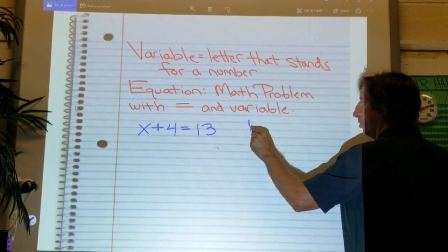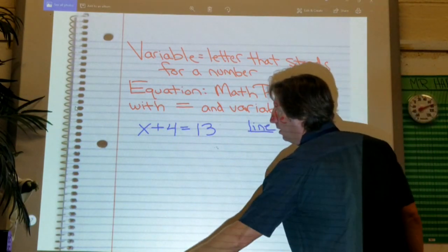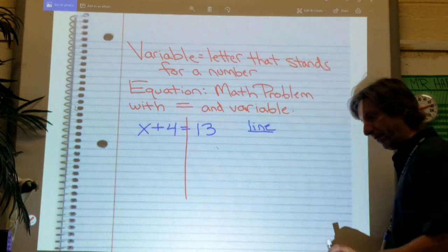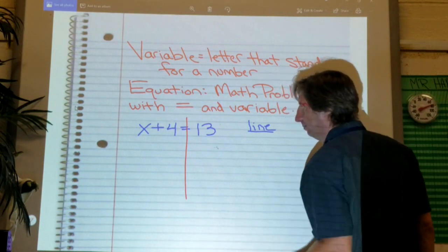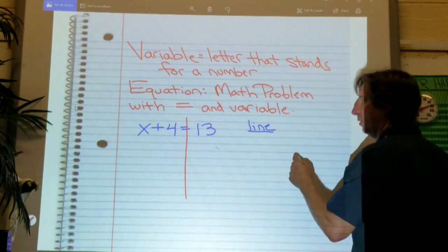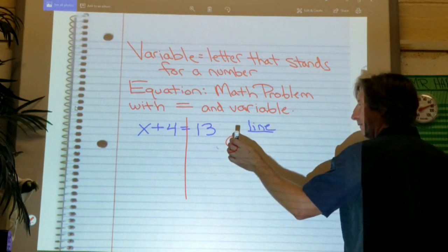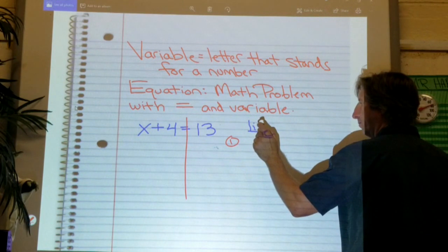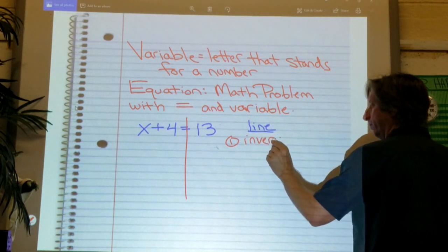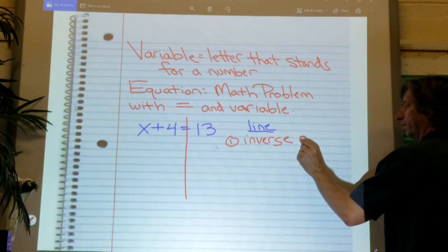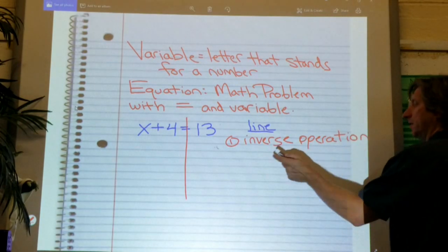And I'm going to tell you the steps for solving these equations. The first thing we're going to do is called draw a line. That's not really a step, but we're going to do it. Some teachers won't have you do this, but I'm going to have you do it. So there's your line. Draw your line. Step 2 is, or this is actually step 1, is do the inverse operation. And all that means is do the opposite.